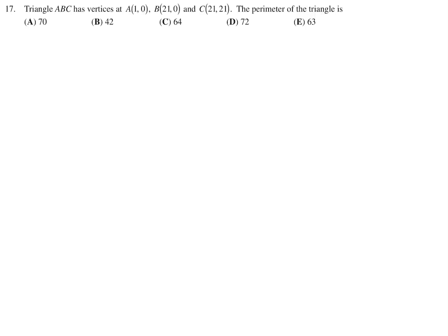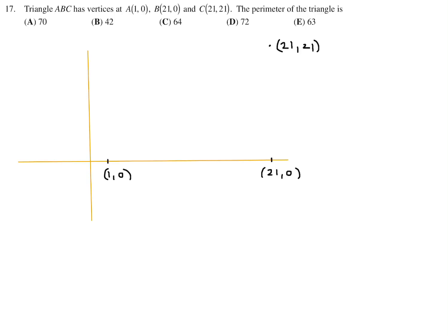The triangle ABC has vertices (1, 0), (21, 0), and (21, 21). The perimeter of the triangle is... So let's draw this on a coordinate grid. Here we go, X and Y axes, and let's label this. So (1, 0) right here, (21, 0) way out here somewhere, and finally (21, 21). Certainly not drawn to scale, but (21, 21) should be somewhere in that range.